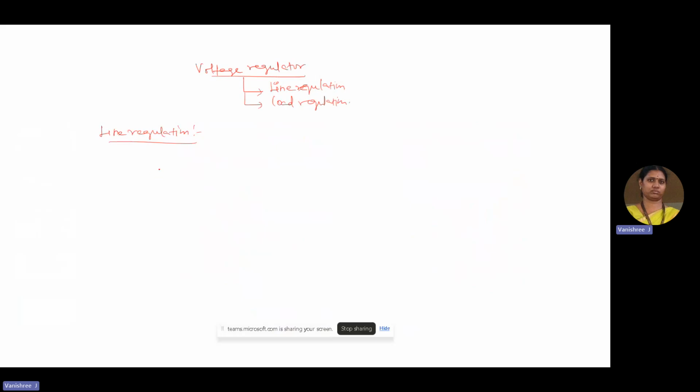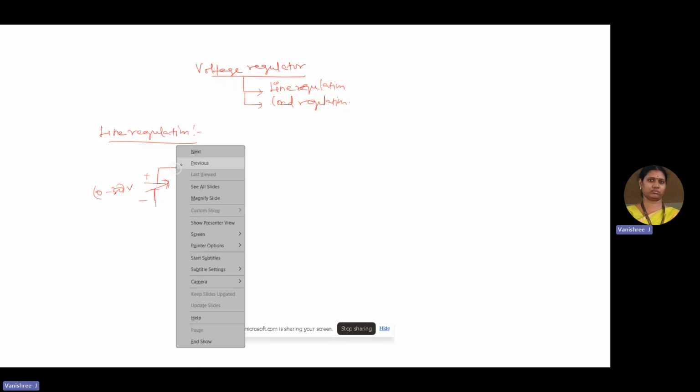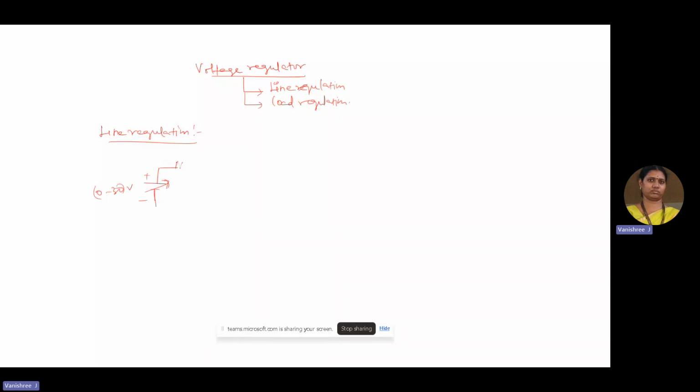If you observe the circuit, let us take a 0 to 30 volt source. Whenever we draw a directed arrow across, it means that it is variable in nature. Whenever we connect any diode, it is very important to connect it through a current limiting resistance. So let us connect a current limiting resistance of 330 ohm, and let us connect the Zener diode in the reverse region.